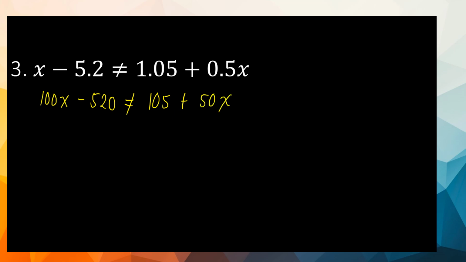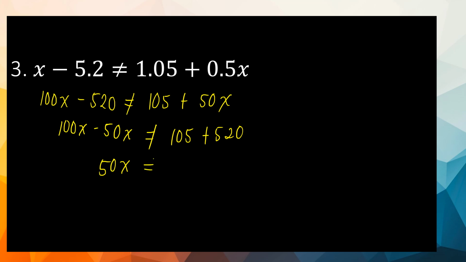So this time it looks simpler, right? Now let's combine like terms. I'll transpose 50x to the left side, so this would be 100x minus 50x. And for the right side, you will have 105. And if you transpose negative 520 to the right side, that is plus 520. So simplifying, 100x minus 50x is 50x is not equal to 105 plus 520, which is 625.